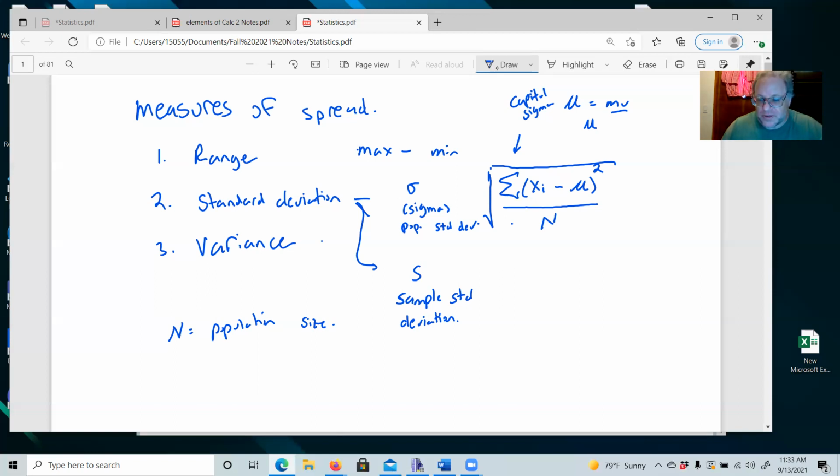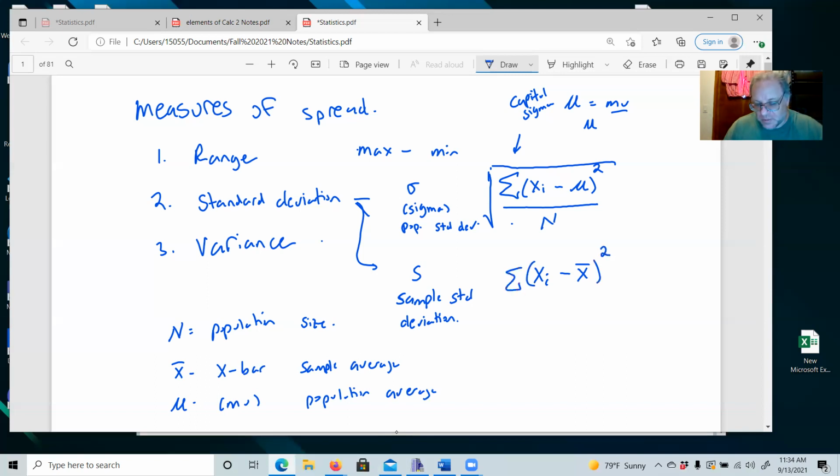Formula for this. Same idea, we're going to take each observation, so the first one, the second one, the third one, etc. From that, we're going to subtract off the average. This guy is pronounced x bar, and here's the sample average. Mu is the population average. Then again, we're going to square each of these numbers. We're going to sum them up. Still capital sigma. We're going to divide by n minus 1.